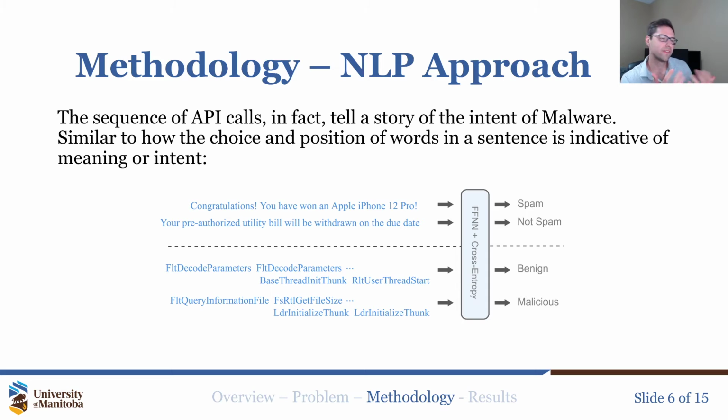You can look at the sentence, even as humans, because we're very familiar with what's spam or not, that certain words used in the context next to other words tell us that it's more likely to be spam. So when we see words like congratulations, you won, next to an item like an Apple iPhone Pro, we know that's spam, as opposed to something like a pre-authorized utility bill, something very boring, that doesn't require us to pay something. That tells us that that's not spam, right? And we can train classifiers in order to do that.